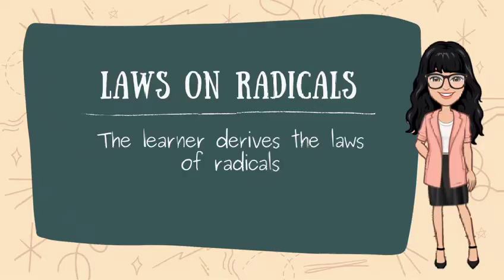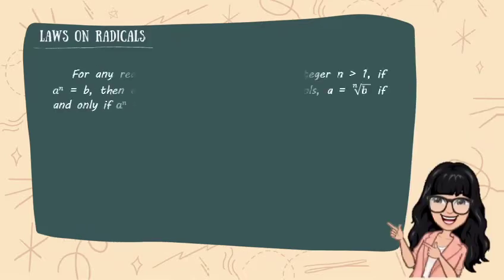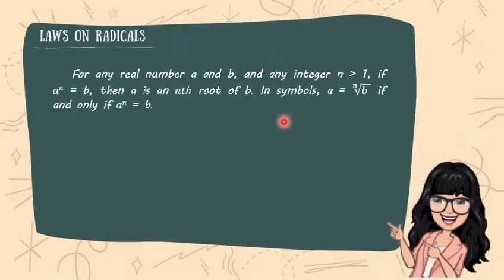Today, I will be discussing laws of radicals. So the objective of this discussion is for you learners to derive the laws of radicals. For any real number a and b, and any integer n greater than 1, if a raised to n is equal to b, then a is an nth root of b. In symbols, we write that as a is equal to the nth root of b if and only if a raised to n is equal to b.